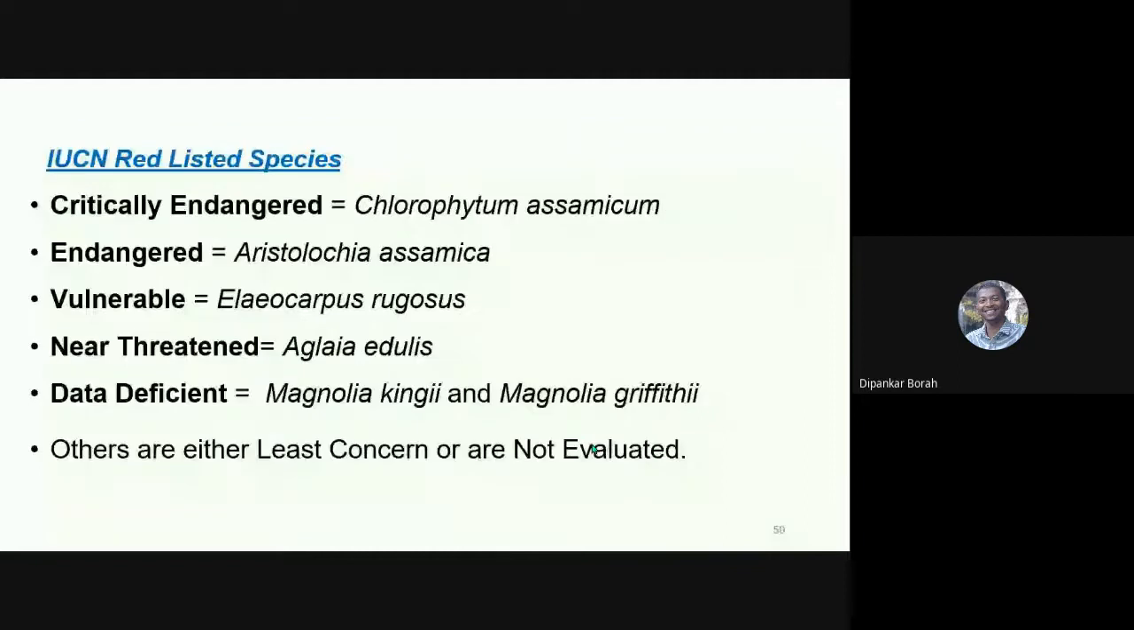These are some of the IUCN Red Listed species found in the study. Critically endangered was Chlorophytum assamicum, endangered Aristolochia assamica, vulnerable Elaeocarpus rugosus, near threatened Aglaia dulis, data deficient Magnolia kingii and Magnolia griffithii, and others are least concern or are not evaluated.